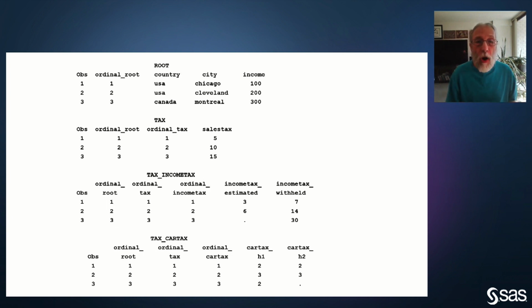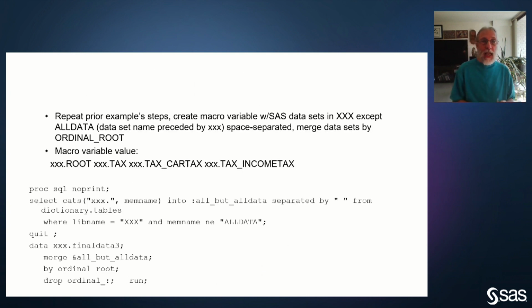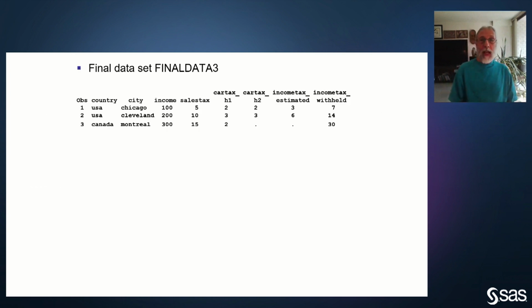So here, I'll show you all the data sets except all data, and you can see what they look like. This is just a more complicated version of the previous example where ordinal underscore root connects all the data sets. So again, I'm going to do the same thing as before. I'm going to read the dictionary table and create a macro variable that has all the data set names except all data in that library, and just merge using all those data sets in a data step by ordinal root, and I'm going to get one combined data set. And you can see that final data set here. So far, we're doing great. These examples don't look too hard, but as we're going to see in a second, it quickly can become more difficult.